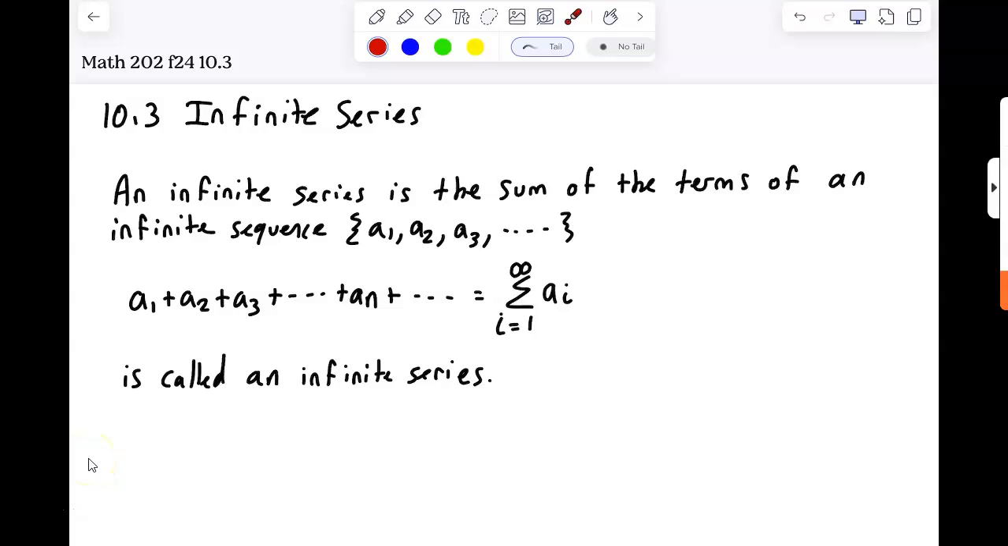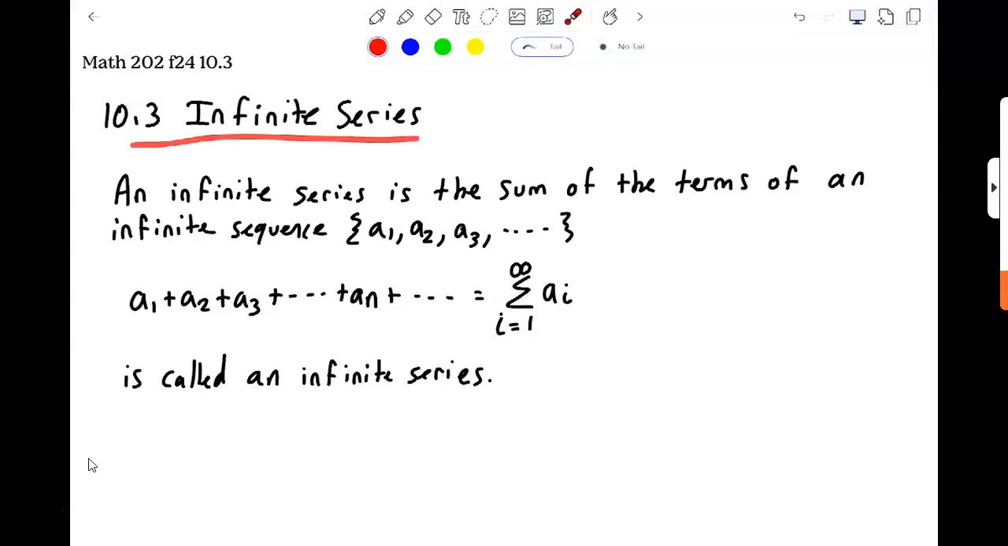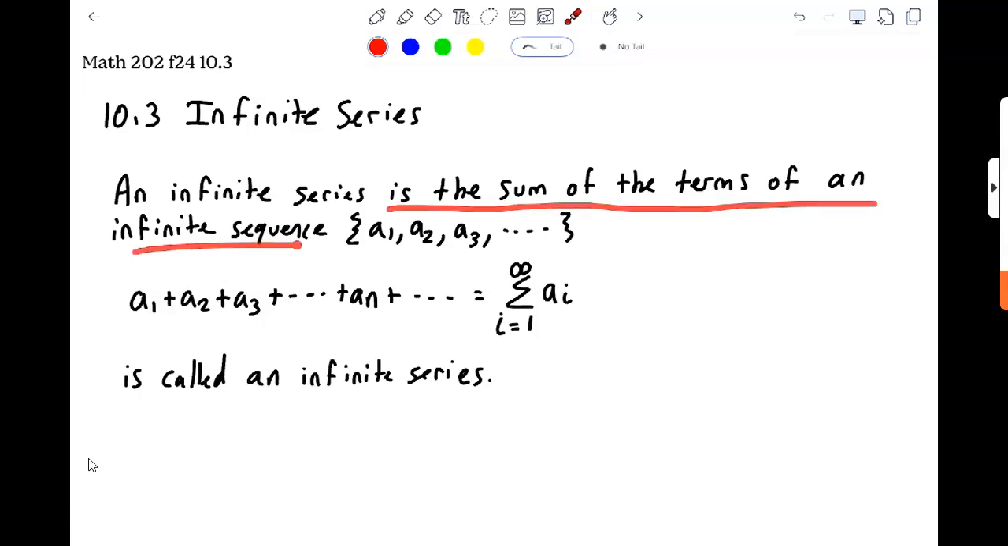So now we turn from infinite sequences to infinite series. An infinite series is the sum of the terms of an infinite sequence. In other words, we add up all of the terms of the infinite sequence, on forever, or as we would write it, the sum as i goes from 1 to infinity of a sub i, using our summation notation. This is called an infinite series.